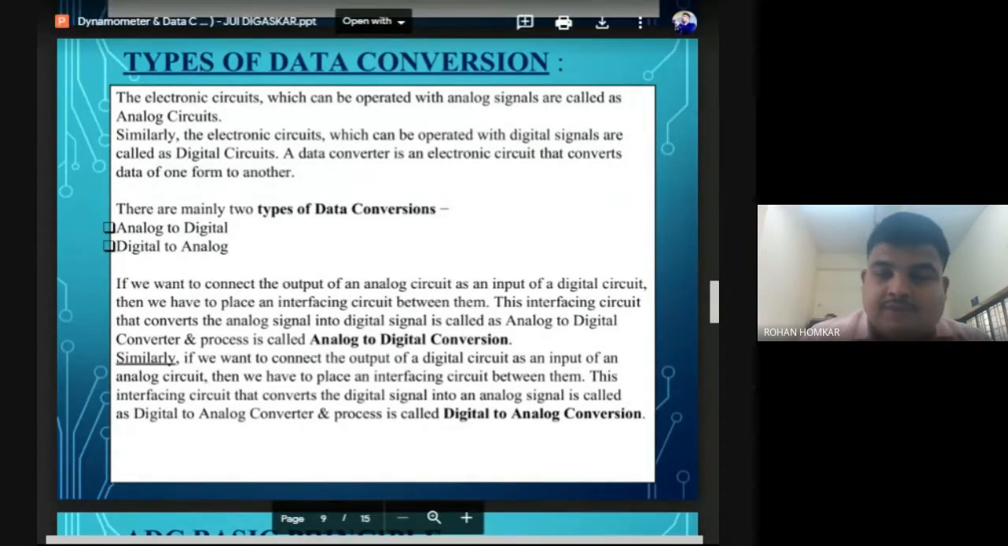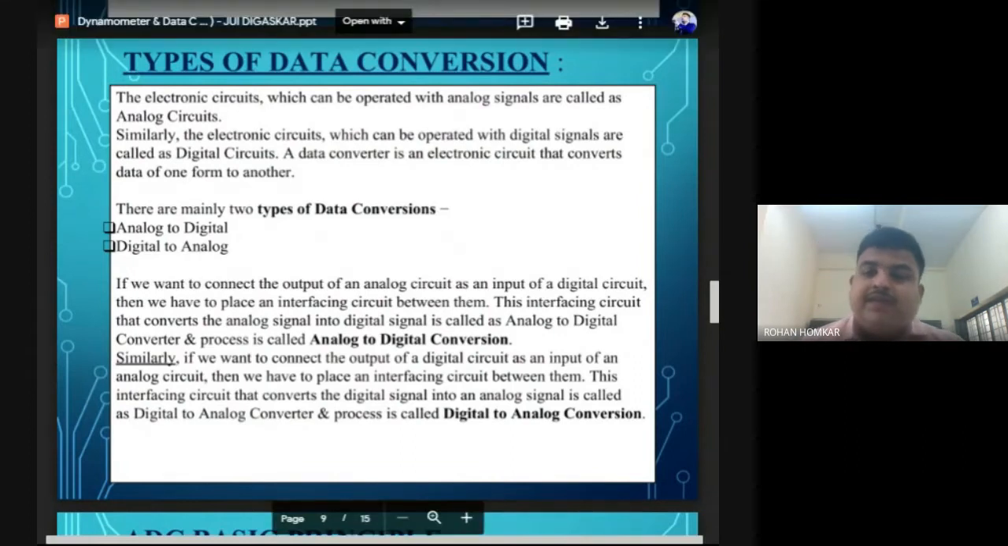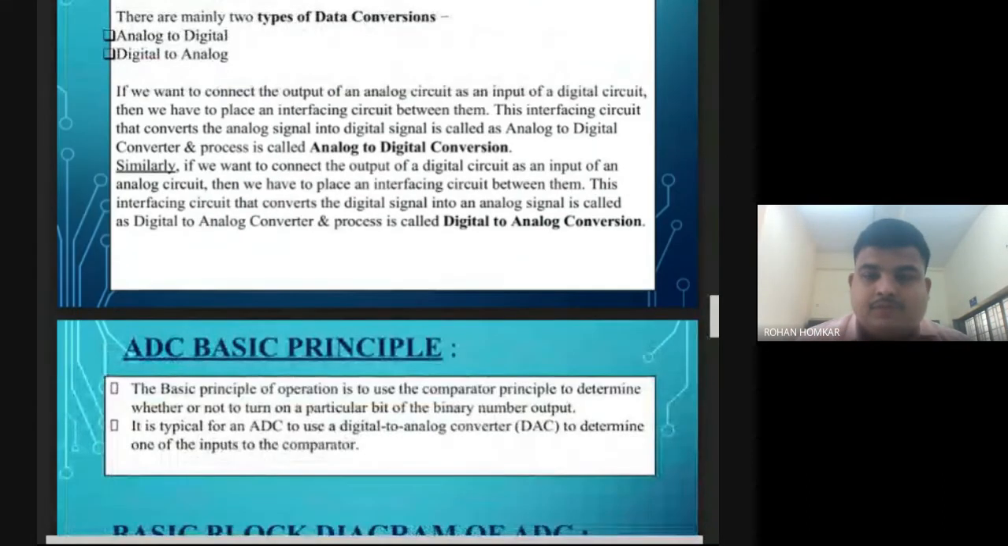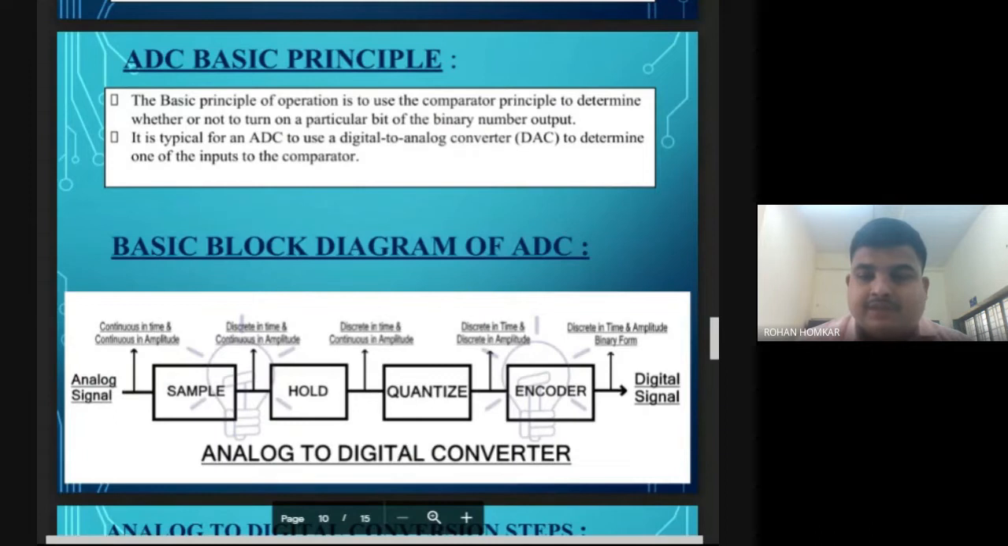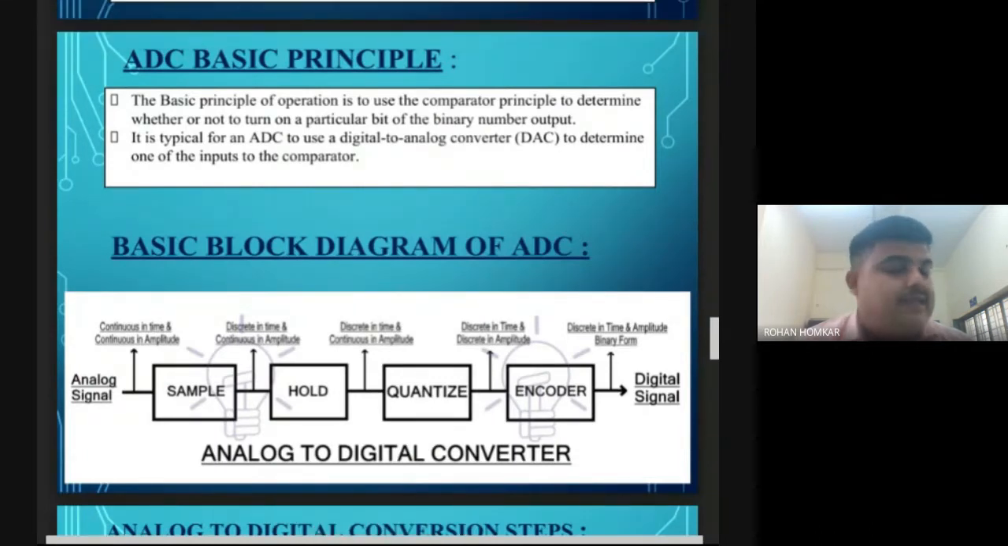Say for example, if we want to connect an output of a digital circuit as an input of an analog circuit, then we need to place an interfacing circuit between them, and that interfacing circuit is going to convert that digital signal into the analog signal, and it is called a digital to analog converter. Now, what exactly are the basic principles associated with it, that we are going to see, and how exactly an analog signal is converted into digital.